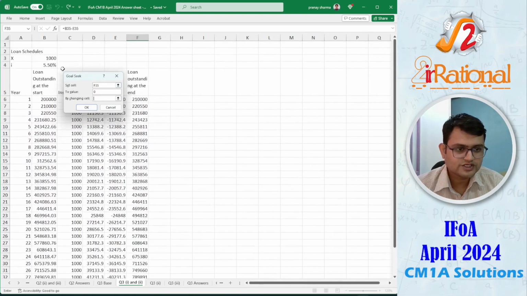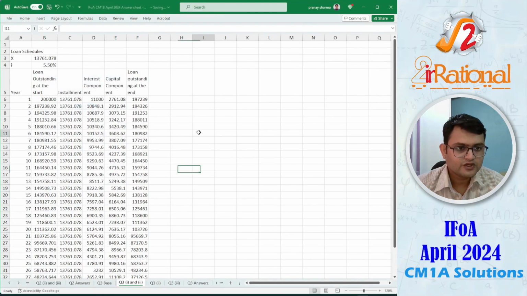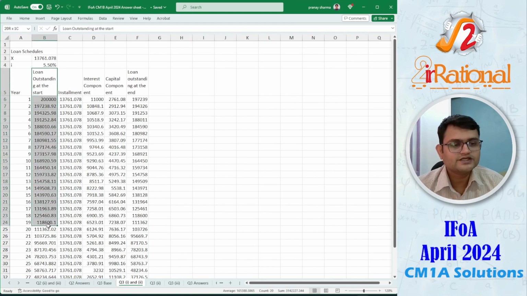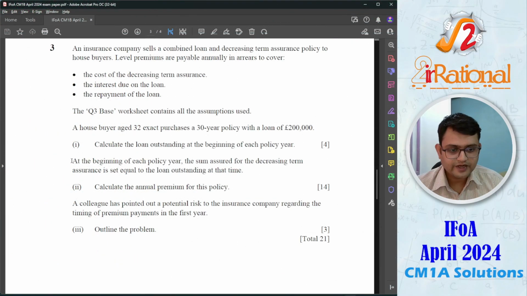By changing cell installment, I get this installment. It's not important, we just wanted the loan outstanding at the start of the year. This column is going to be important for us. For the second part, at the beginning of each policy year, the sum assured for the decreasing term assurance is set equal to the loan outstanding at that time.